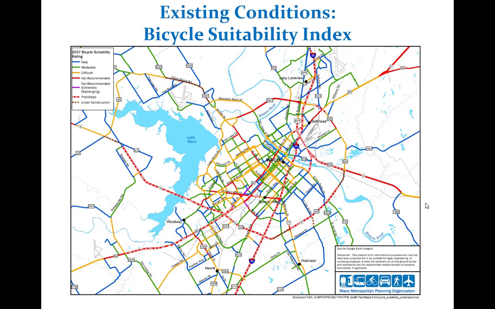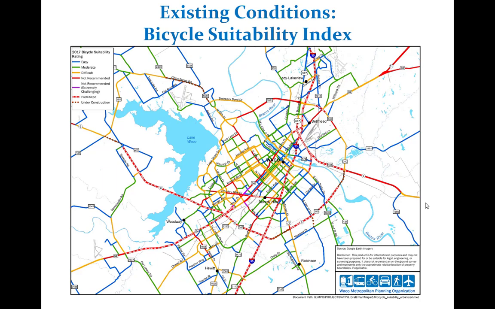MPO staff also updated our bicycle suitability index for this plan. The Bicycle Suitability Index looks at the major roadways in McLennan County, so collector classification or higher, and provides a suitability rating, which is the expected comfort level for a novice cyclist. The blues and greens are expected to be easy to moderate for a bicyclist to ride on. Yellows and reds would be difficult or not recommended for a novice cyclist. The purples are extremely not recommended, for example, a section of Franklin Avenue.